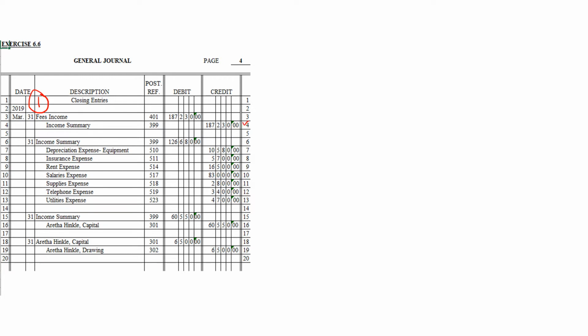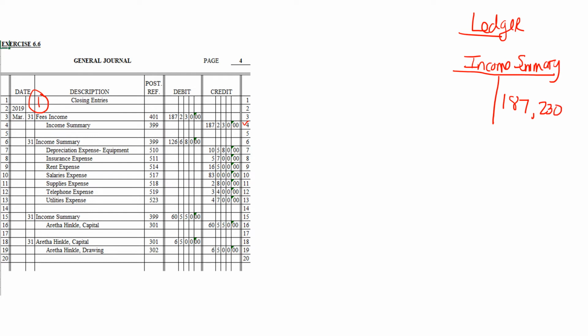So just to illustrate this, if we had our ledger pulled up and we had a T account set up for, let's say, income summary, write that out right there. After this first entry, you would post this to your ledger, and income summary would now have a credit balance of $187,230.